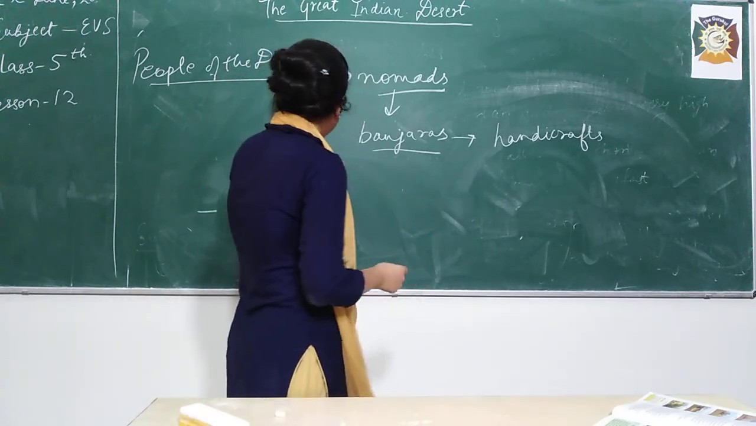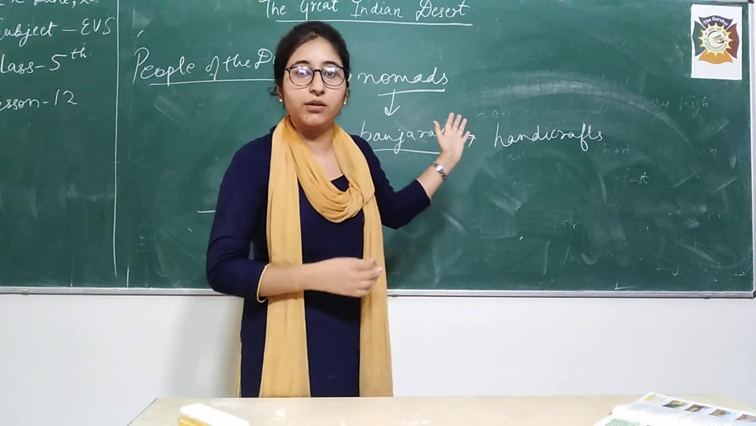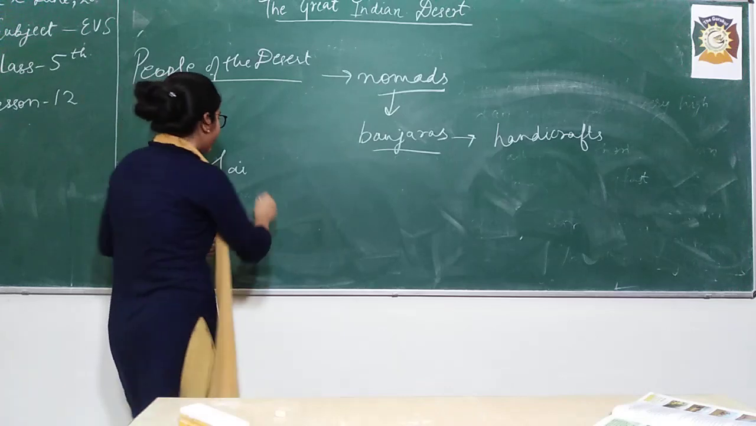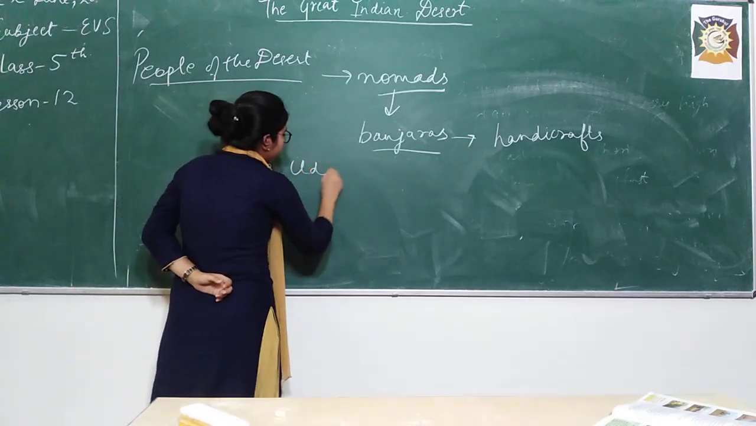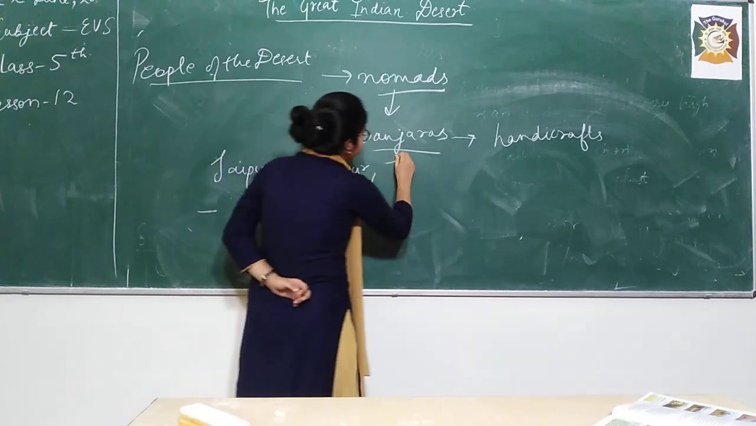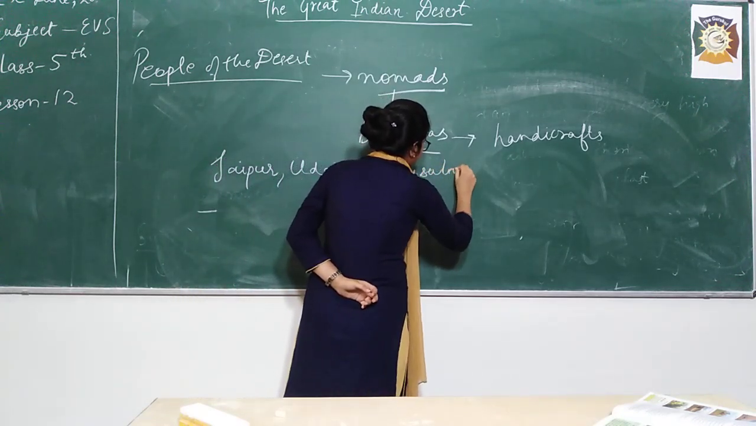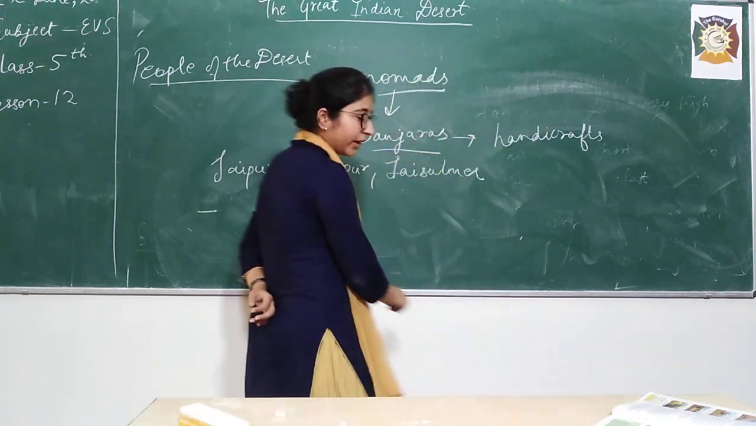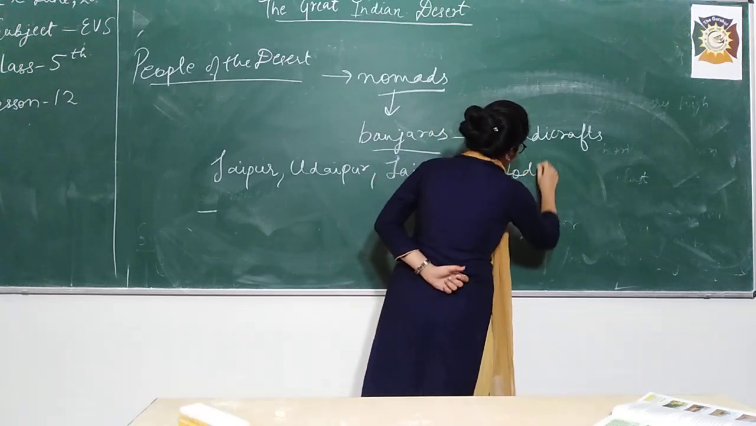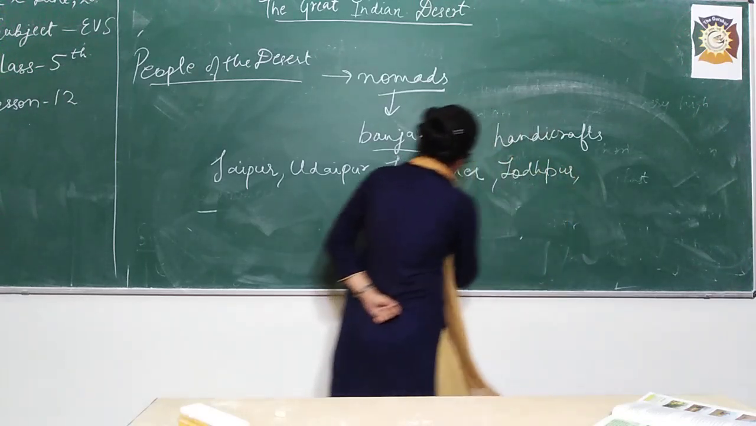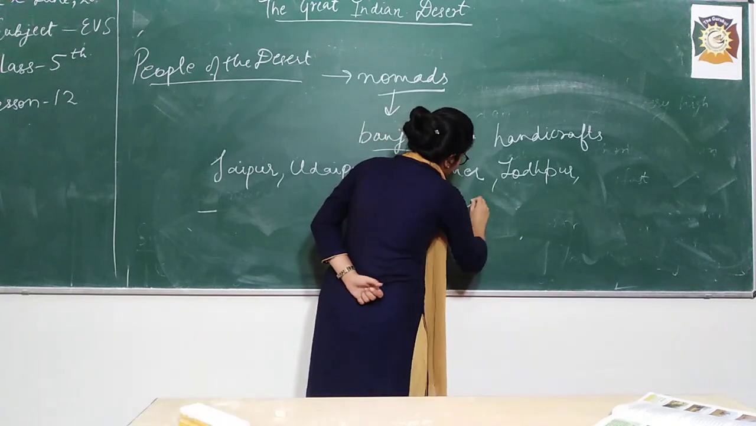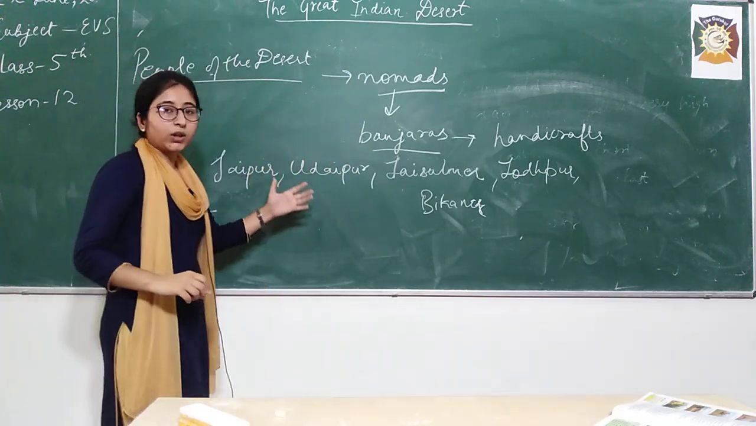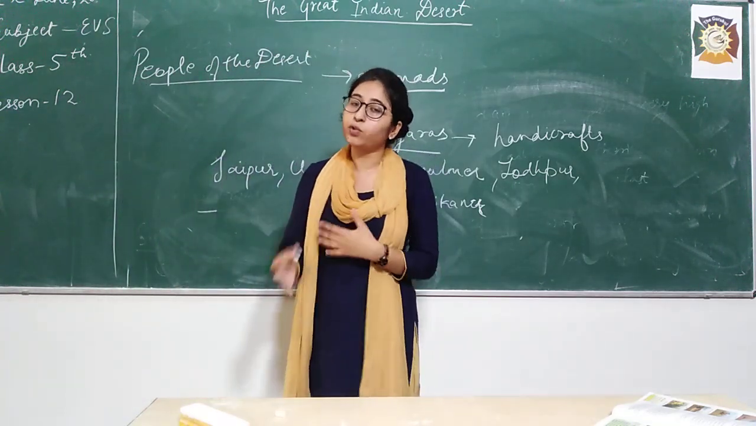Okay, so now people have developed various cities in this Thar desert. You must have heard the names of the cities. These are famous tourist spots also. One is Jaipur, Udaipur, Jaisalmer, right? Let me just check the spelling. Yeah, it's correct. Jodhpur, Bikaner. These are some of the very famous cities that are developed in these areas nowadays. Okay, and people love to visit there.